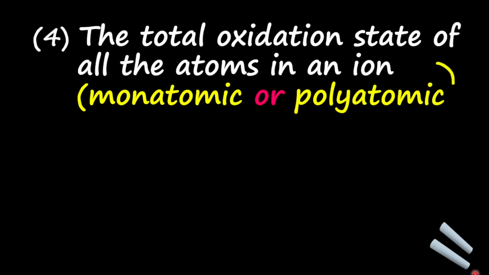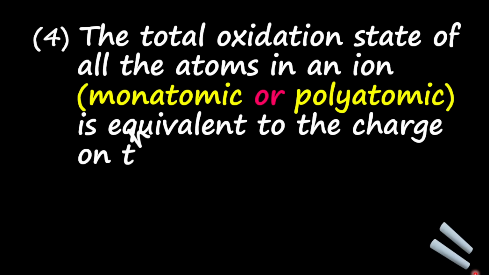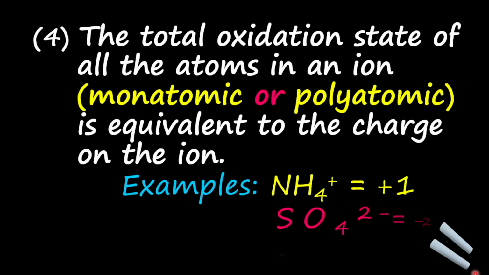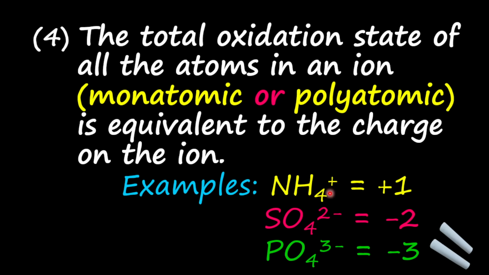Now the next one is that the total oxidation state of all the atoms in a monatomic or polyatomic ion is equivalent to the charge on the ion. For example, notice the keyword here, total. The total oxidation state of NH4+ is +1, for SO4 2- it is -2, and for PO4 3- it is -3. So the total oxidation state of any ion is equal to the charge on that ion, whether it be monatomic or polyatomic.